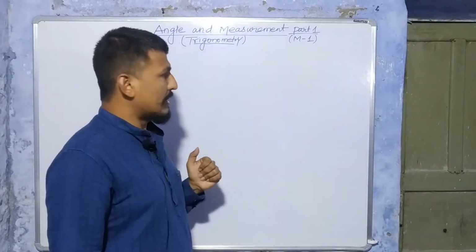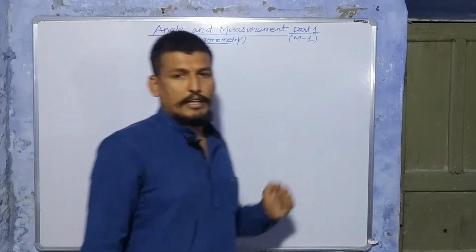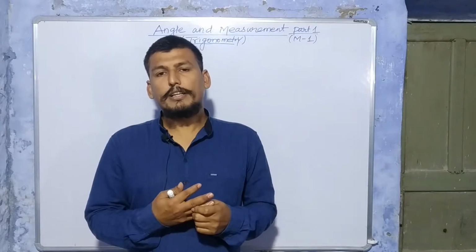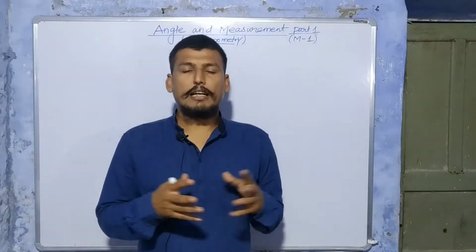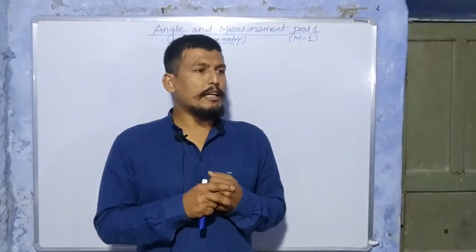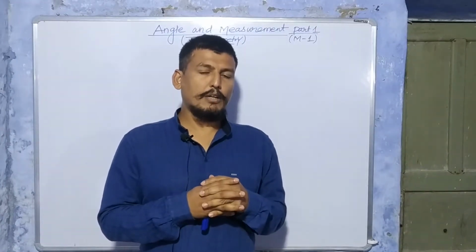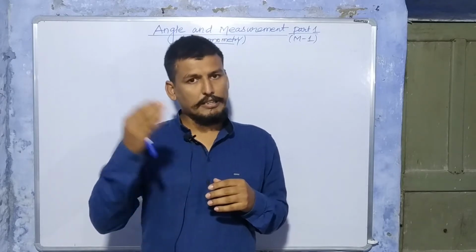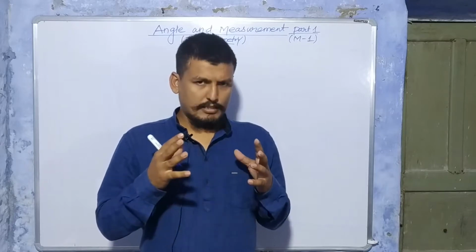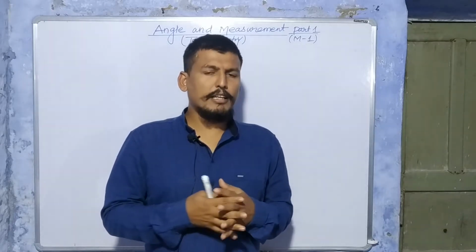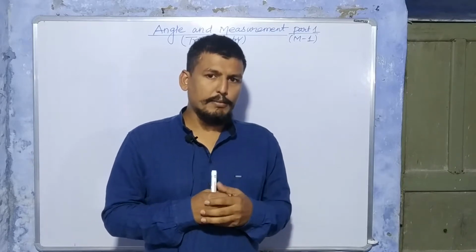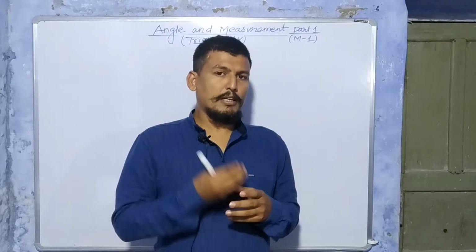So let's start. Basically, in angle and measurement we have to study different units of measurement of angle and the relation between different units, and also we will learn how to convert one form of angle into another form. I mean to say, one unit into another unit, and how the angle is measured, how it is taken as positive and how it is taken as negative. So let's start from some simple concepts.